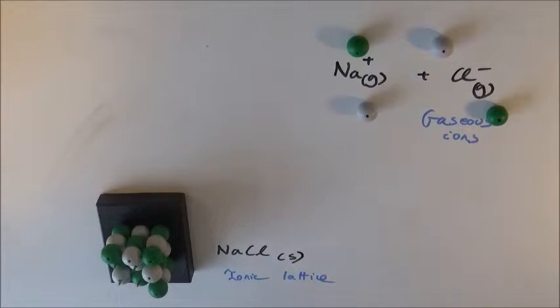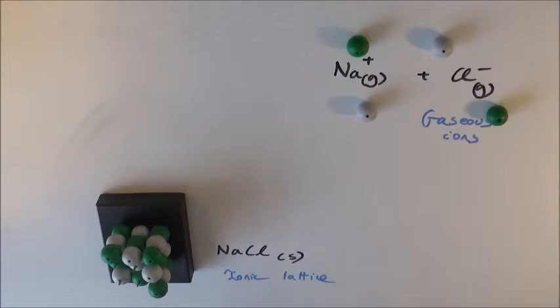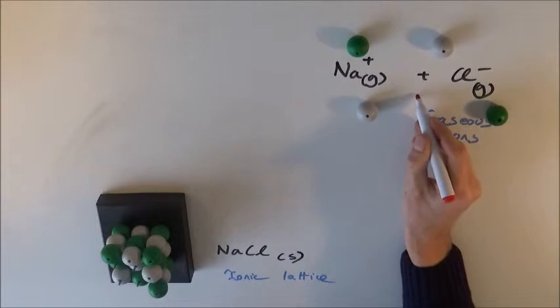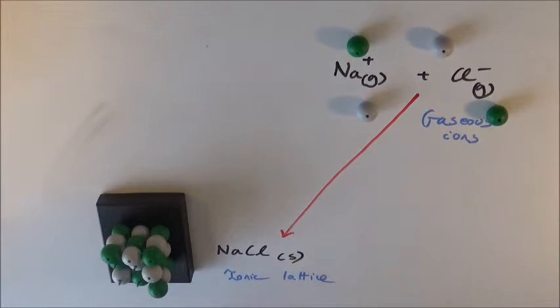This is an energy level diagram, or an enthalpy level diagram, in which the higher something is up the page, the higher its enthalpy. So it's a way of representing the lattice enthalpy, which is when you go from the ions in the gaseous state down to the ionic lattice.